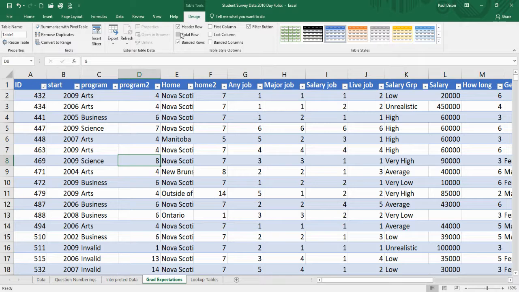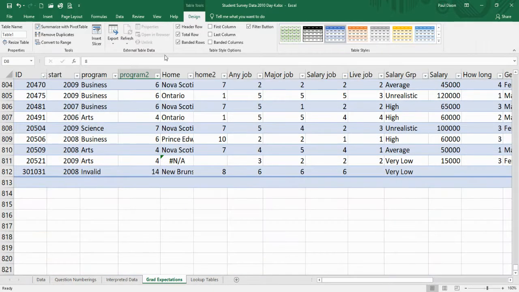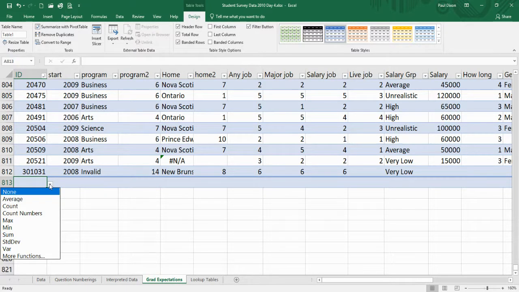So on the Design tab, click on Total Row, and I get this blank row appearing at the very bottom. So what is this blank row? Let's click on the very first one. As soon as I clicked on it, an arrow appeared. Click on the arrow. It gives me a bunch of different functions here.